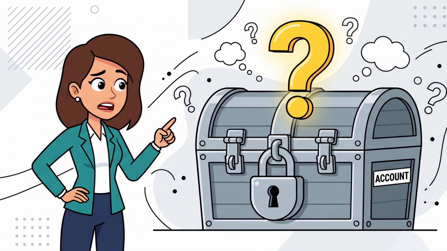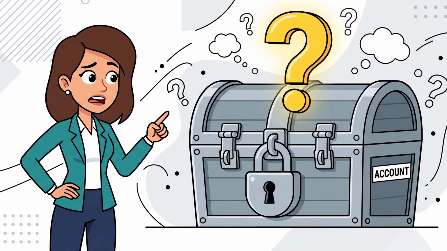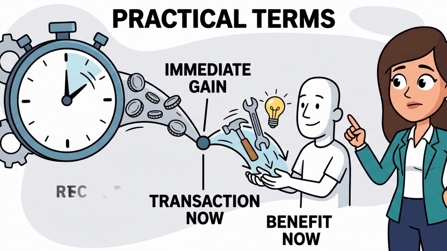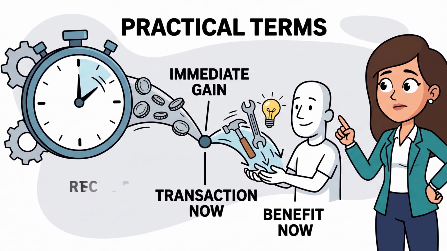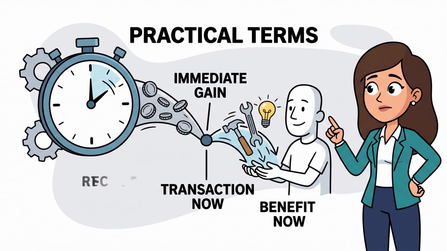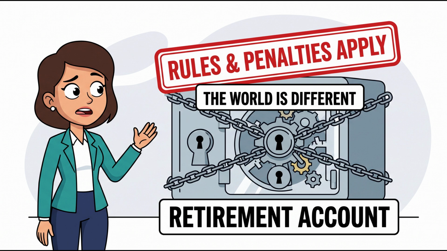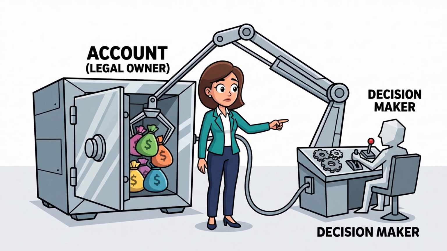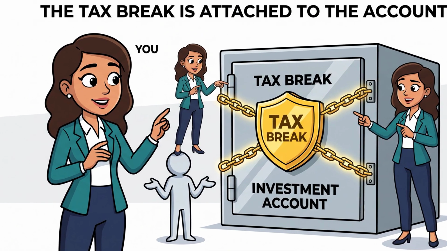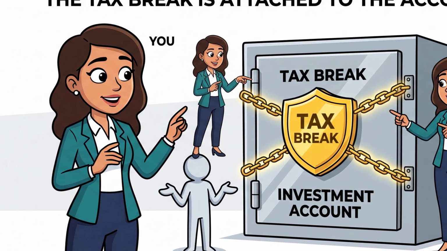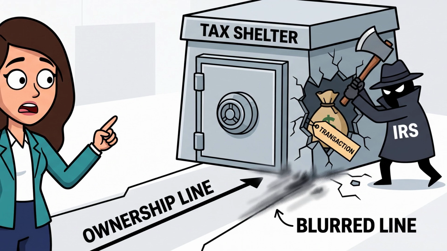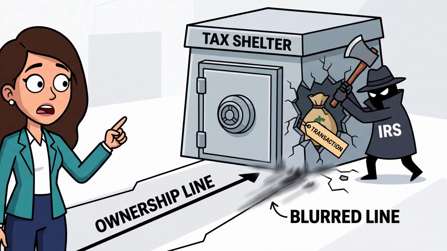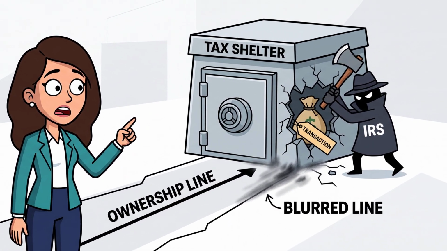The first practical question is always ownership. Who legally owns the money, the asset, the account, or the benefit at the exact moment the transaction happens? In normal life, people think in practical terms. I paid for it, I manage it, therefore it is mine. The retirement account world is different. The account can be the legal owner even when you are the person making decisions. That distinction matters because a tax break is often attached to the account, not to you personally. If the ownership line gets blurred, the IRS can treat the transaction as if the tax shelter was broken.